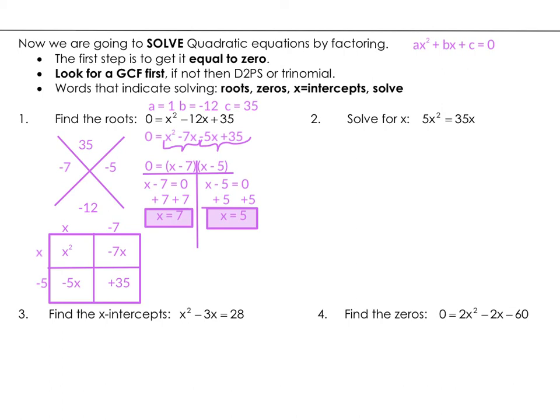You can circle them in the answer there, or you can write them in set notation. X equals the set of numbers, 5 and 7. Or like I said, just circle them after you've done the t-chart and found your two x values.